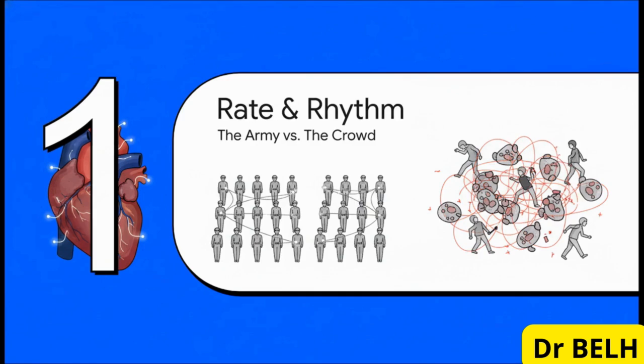Is a heart beating too fast, too slow? And most importantly, is it organized? This first step really sets the stage for our entire investigation. And to understand rhythm, we're going to use this incredible analogy, an army versus a crowd.